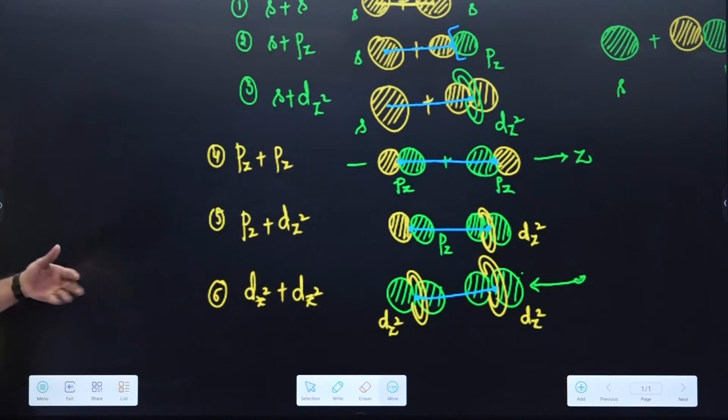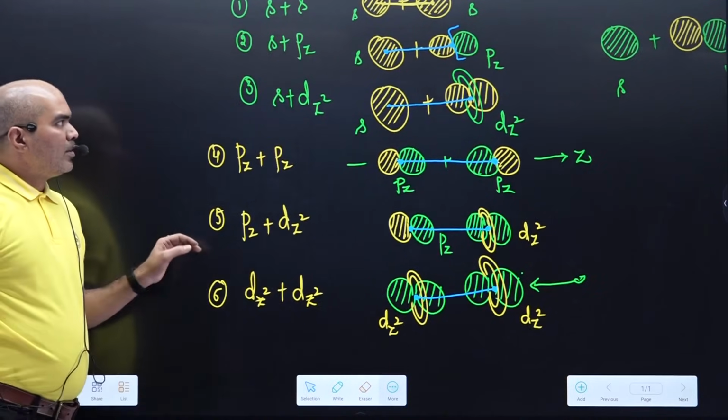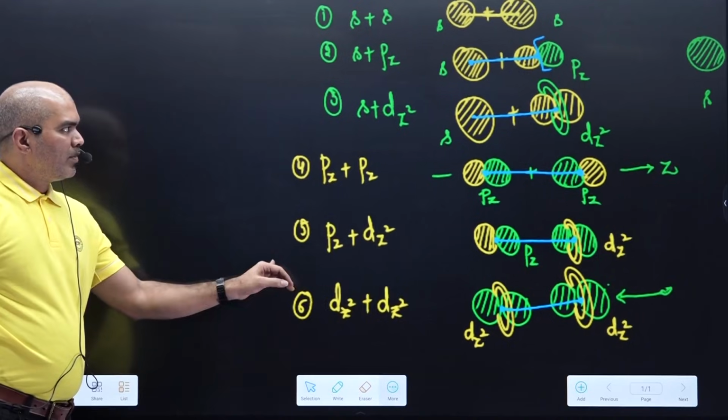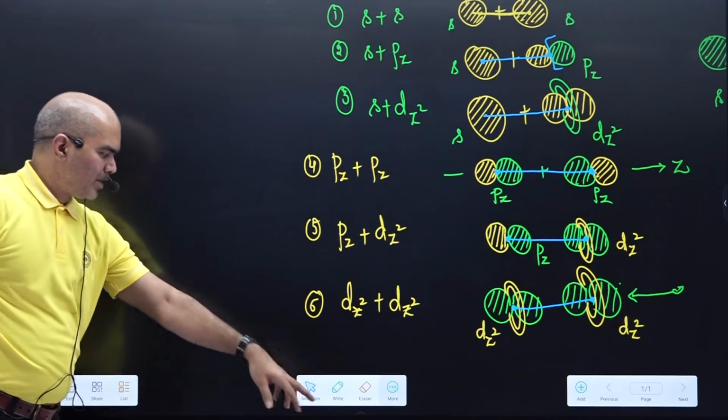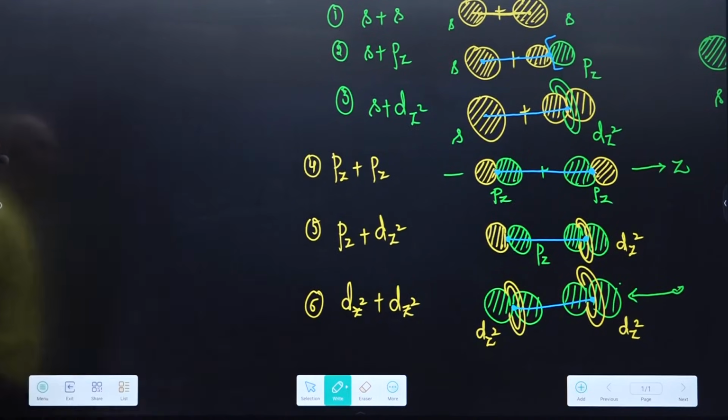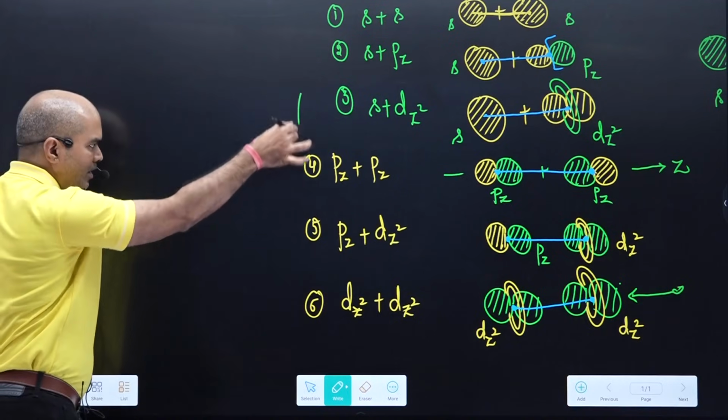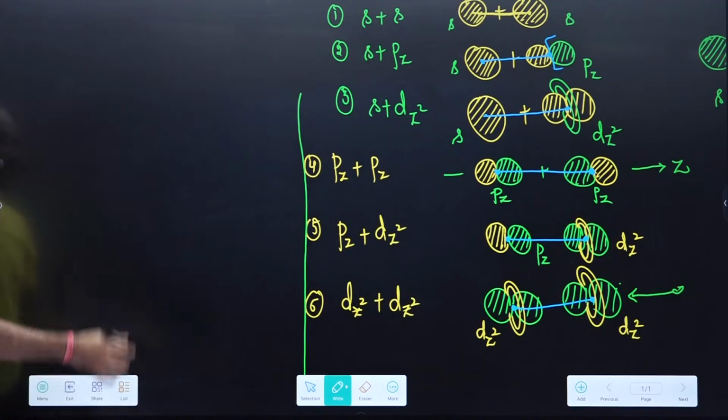These points you can write in your running notes however you want. When you are looking at it from the side and rotating by 360 degrees, there is no change of sign. So that indicates it is a sigma bond.